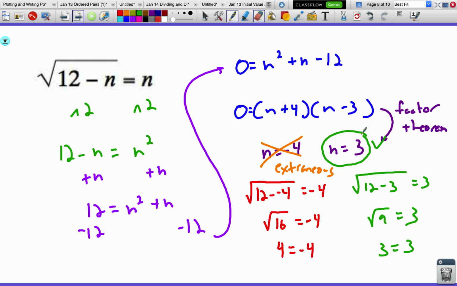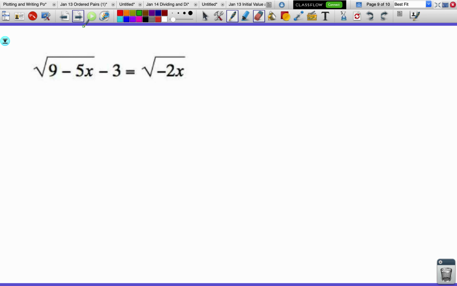The 2 answers are just pretty much independent of one another. Okay. Now, here we've got square root equals square root, but with the addition of another number in there. Here's what we're going to do.